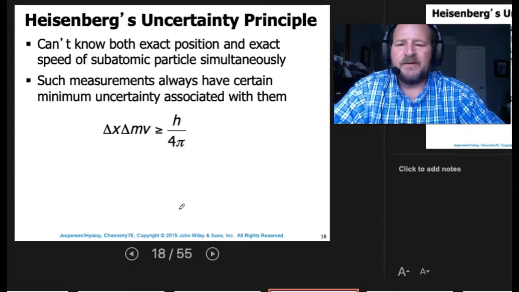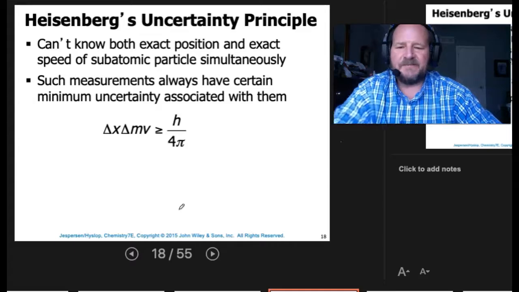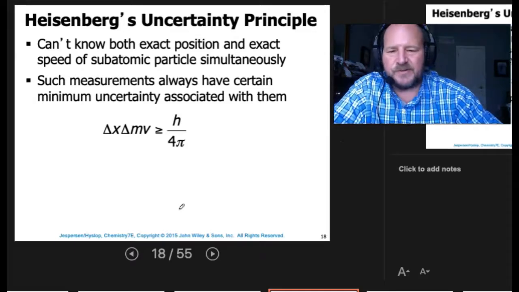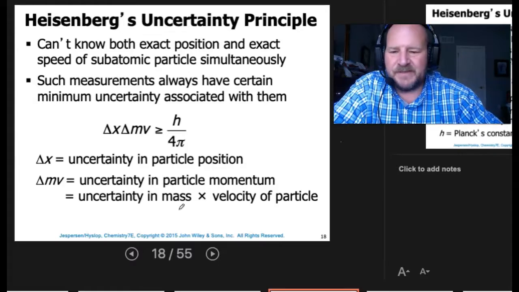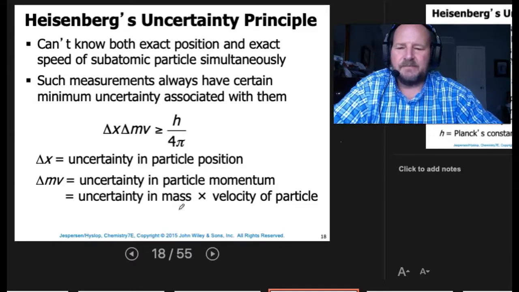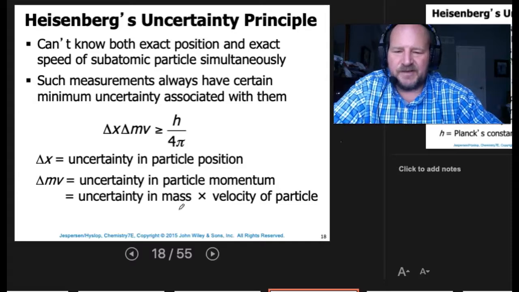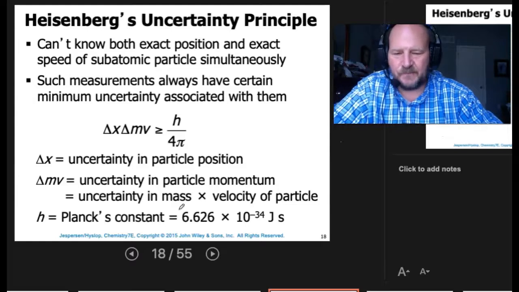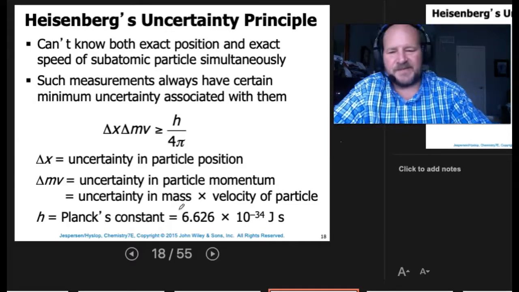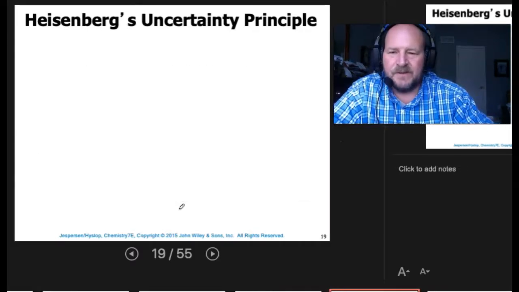All right, so delta x times delta mv has to be greater than or equal to h over 4 pi. Delta x would be the uncertainty in the particle's position. Delta mv would be the uncertainty in its momentum. And so what we're saying is if we have its particle position and its mass and its velocity, then of course that would be the uncertainty. And then Planck's constant would be 6.626, of course, times 10 to the negative 34.